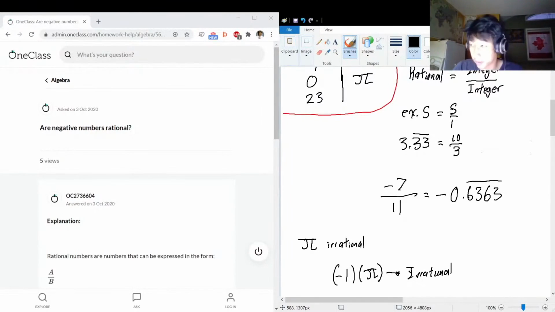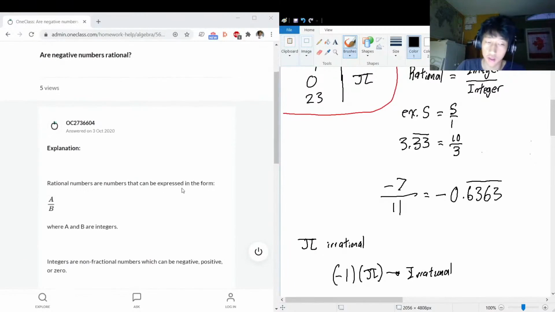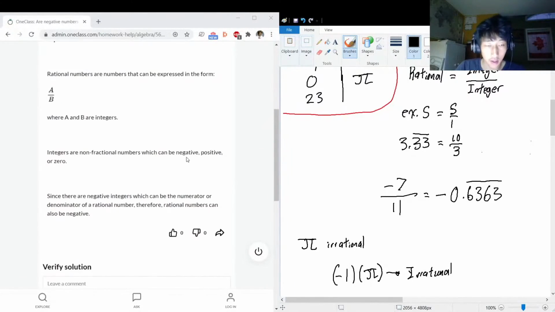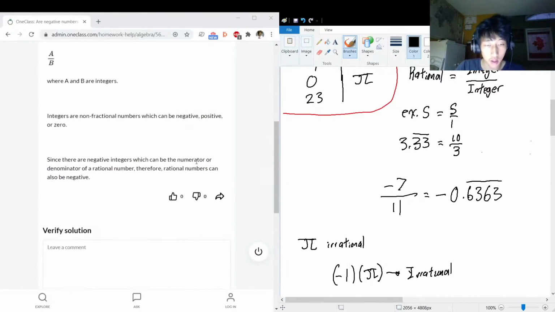That's a negative number, but it's not rational. Being negative alone doesn't make you rational. Being an integer divided by another integer is what makes you rational. But being negative alone doesn't make you rational. So negative numbers can be rational, but there are negative numbers that are non-rational, or irrational. So, yeah.